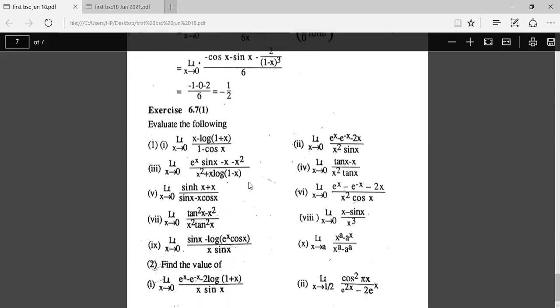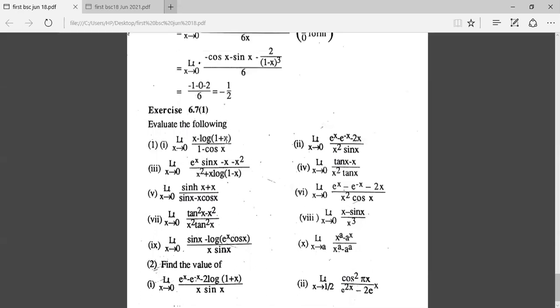There are several problems you can work out that are given in the exercises. For example, x minus log of 1 plus x by 1 minus cos x as x tends to 0. If you put x equals 0, it is 0, log 1 is 0, cos 0 is 1, 1 minus 1 is 0. It is again 0 by 0 form. So I have to differentiate both numerator and denominator. Further, if it is again of the form 0 by 0, use the L'Hospital rule repeatedly. You will take it as an exercise.